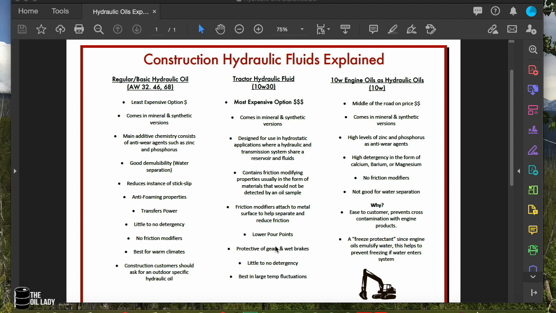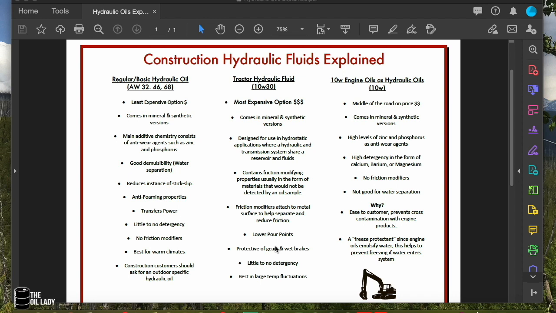So a regular or a basic hydraulic oil is going to be your least expensive option. Now, let me put a little side note in that all lubricants can usually come in different levels of synthetics, so they'll come in mineral or synthetic versions. They'll get really specific into different needs of different applications. But in this setting, we are just talking about your basic AW 32, 46, or 68. Mainly 46 is what you'll find, at least up here in the Midwest in construction. So least expensive option, comes in mineral and synthetic versions.